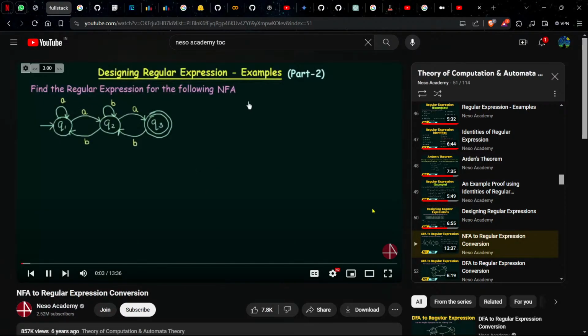In this lecture, we will be seeing another example of how to find the regular expression for a given NFA. So if we see here, we have an NFA given. Now task is to design the regular expression for the given NFA.